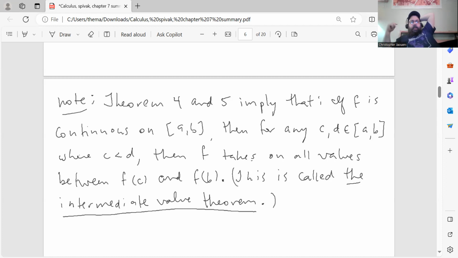So anyway, he does make a note here. Theorem 4 and 5 imply that if f is continuous on the closed interval from a to b, then for any c, d in the interval from a to b, where c is less than d, f takes on all values between f of c and f of, sorry, this should be f of c and f of d. There should be a d here.